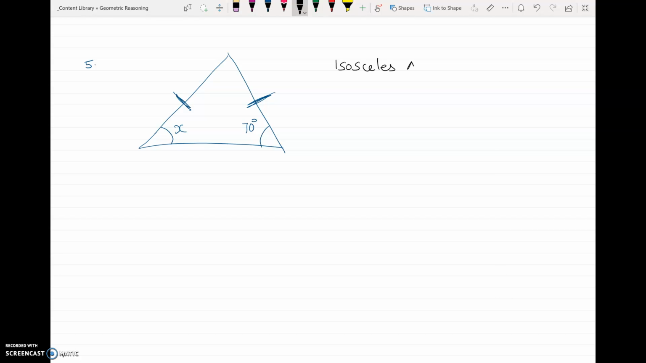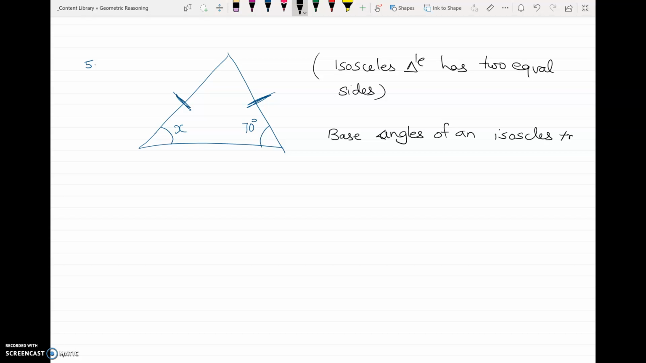Isosceles triangle has 2 equal sides. So that means the measurement should be equal. So what is the rule? The rule is base angles of an isosceles triangle are equal. Now to write the short form, we can just write it as base angles of an isosceles triangle are equal. Now this is the short form for the rule.